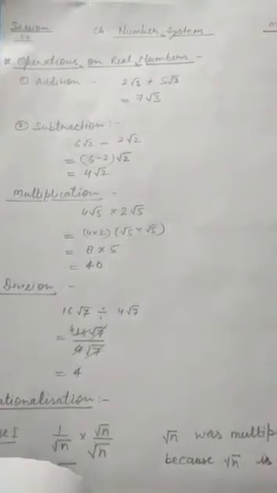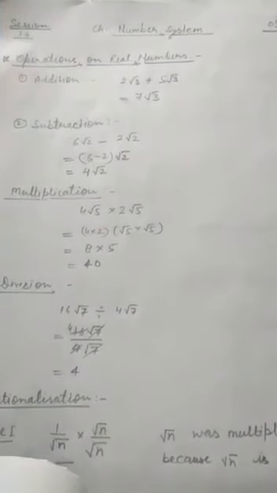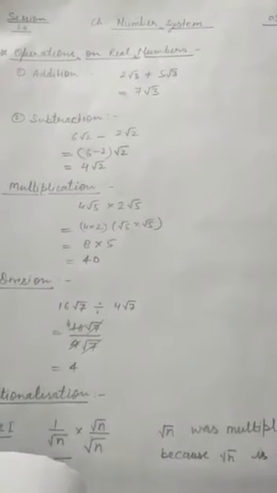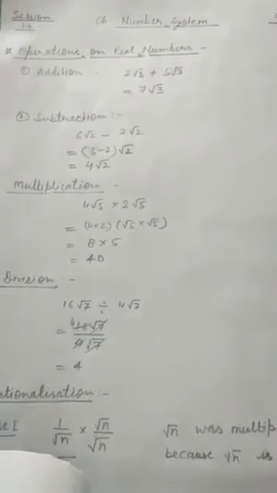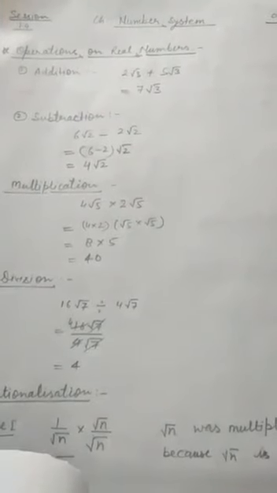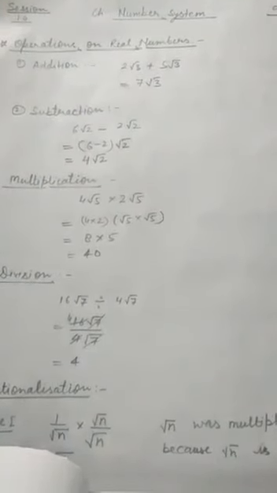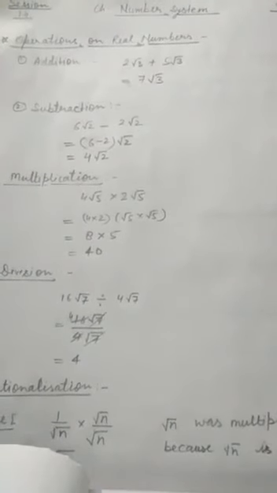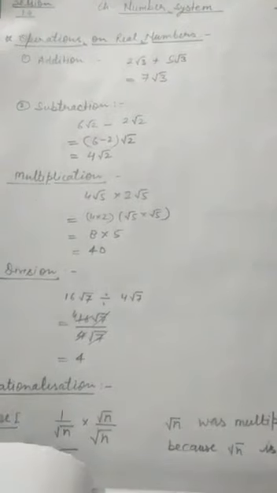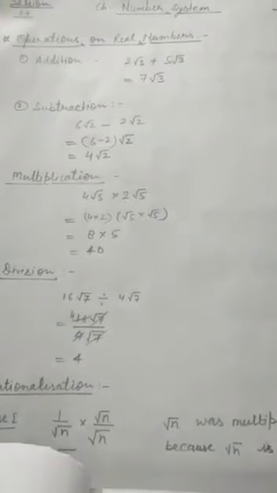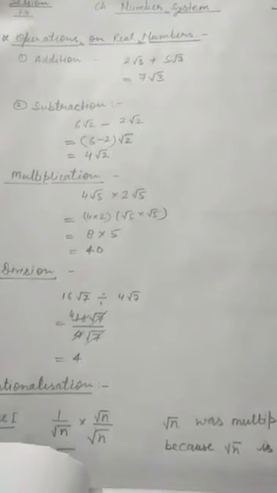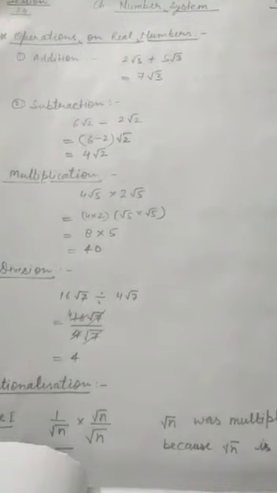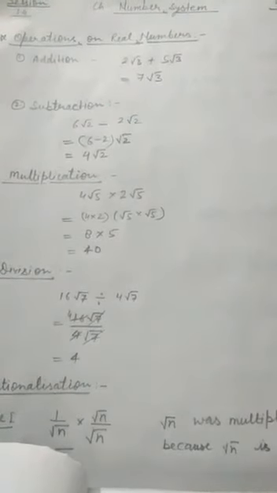We have taken the numbers as 2 root 3 plus 5 root 3 equals 7 root 3. As you know, in an algebraic expression, while adding, if the terms are like terms, we add their coefficients. The same thing I did here, because 2 root 3 and 5 root 3 are both like terms. Got it? So I have added 5 and 2, and the result is 7, and root 3 is common in both. So the result is finally 7 root 3.